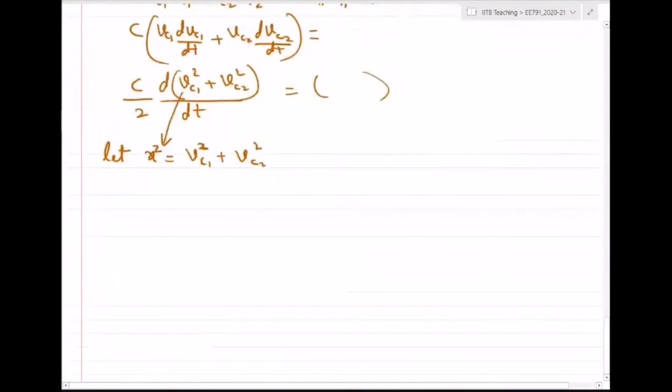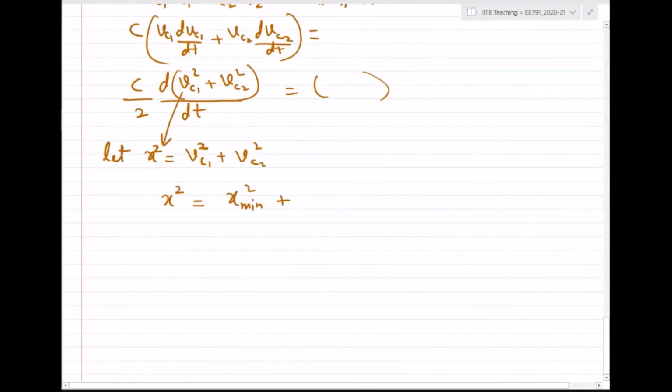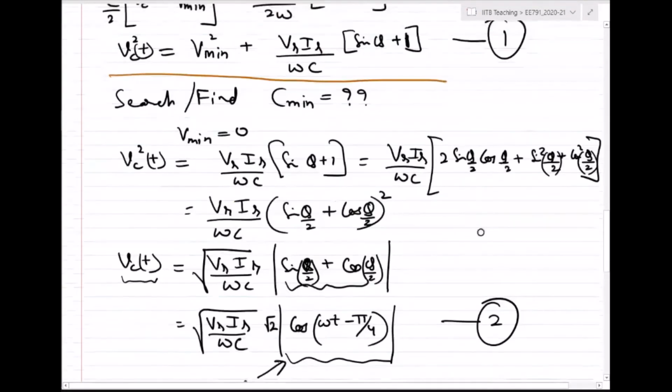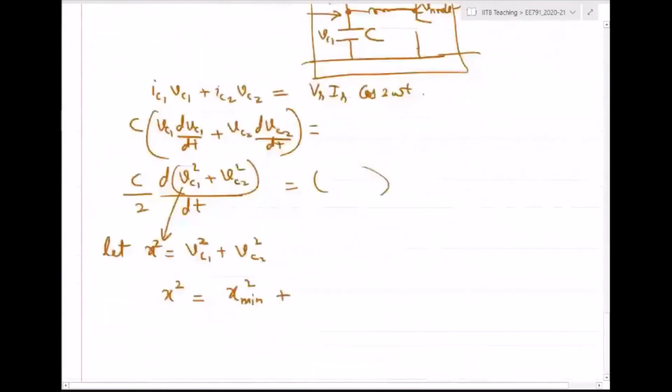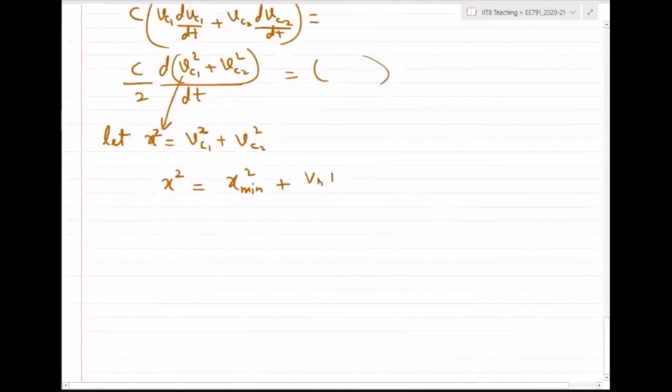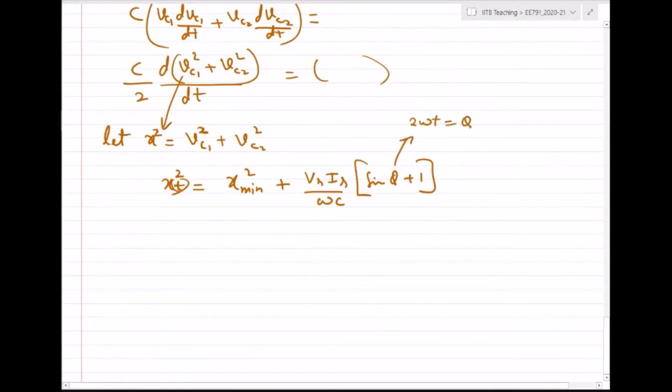So while doing so, I can say x square is equal to x min square plus VR IR by omega c times sin theta plus 1. This is at any instant t or at any instant theta, because 2 omega t is equal to theta.